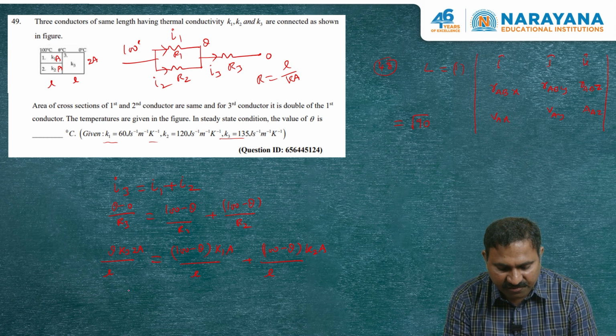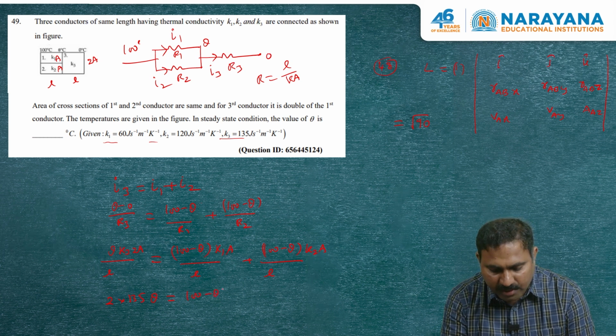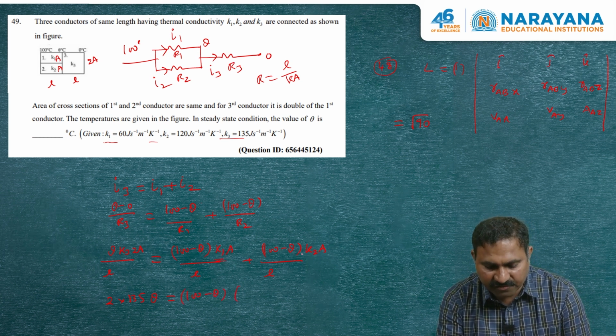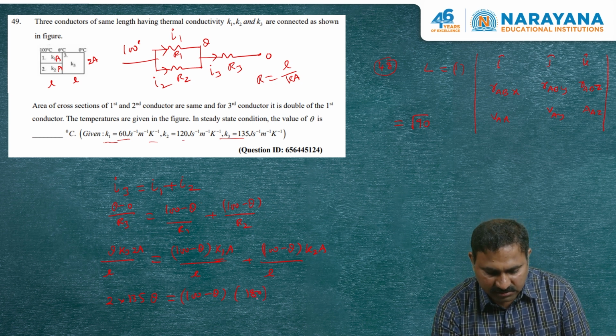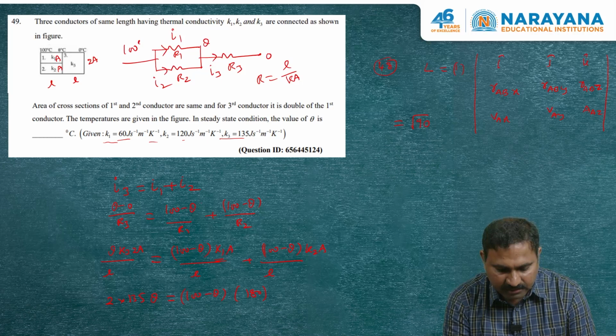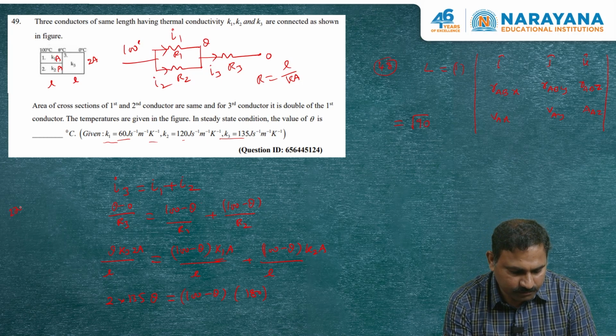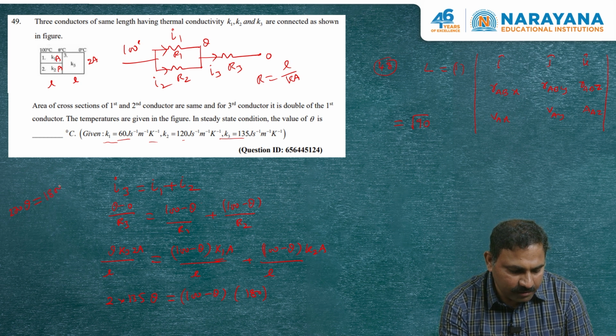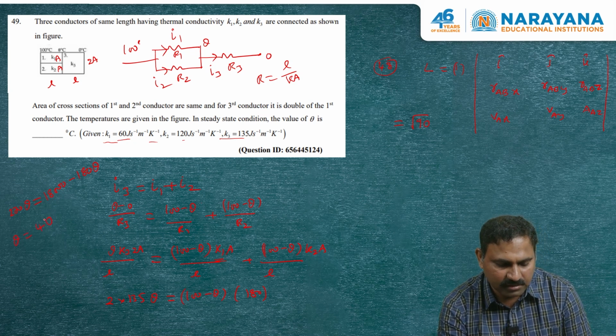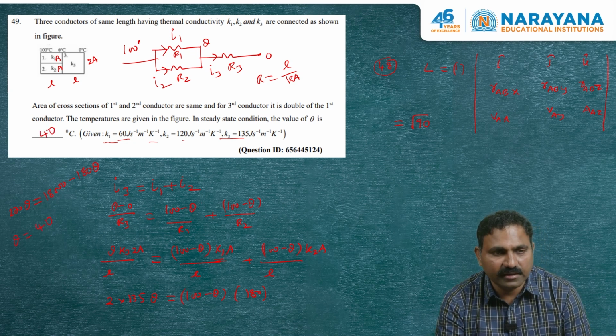So, substituting the value, 2 times K3 is 135, into theta equal to 100 minus theta, which can be taken common, then we are left with K1 plus K2, and K1 plus K2 will be 180. So, this is 270 theta equal to 18,000 minus 180 theta. After simplification it comes out to be 40 degrees. So, your answer will be 40.